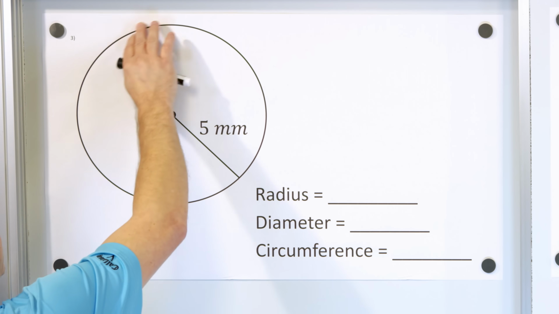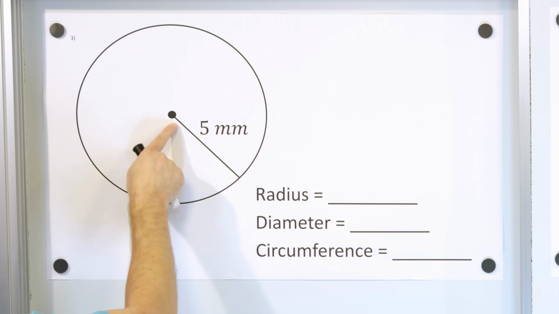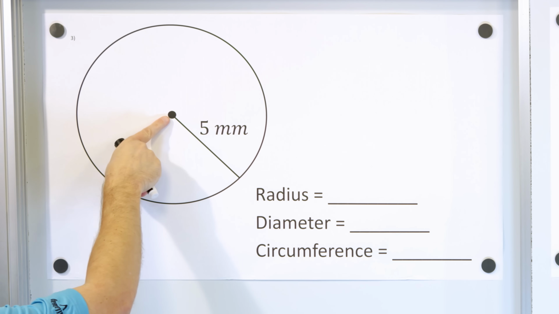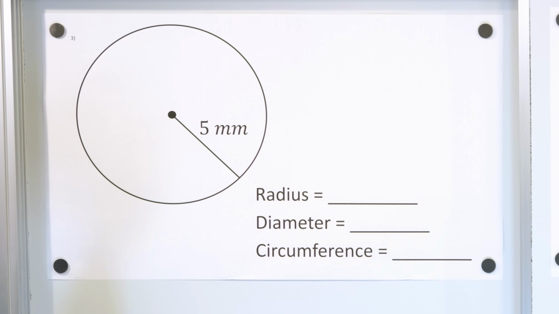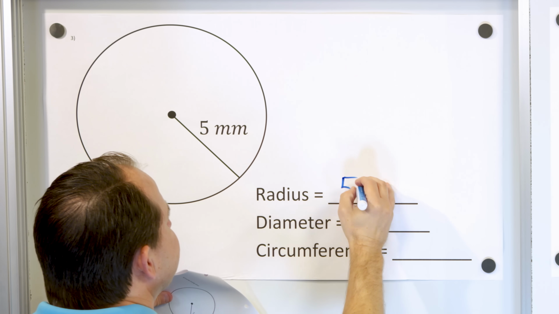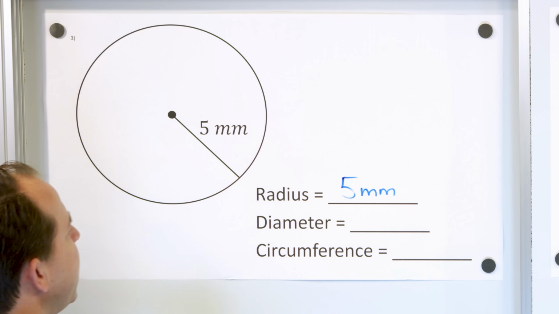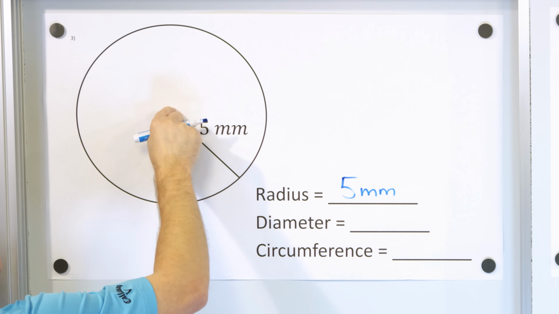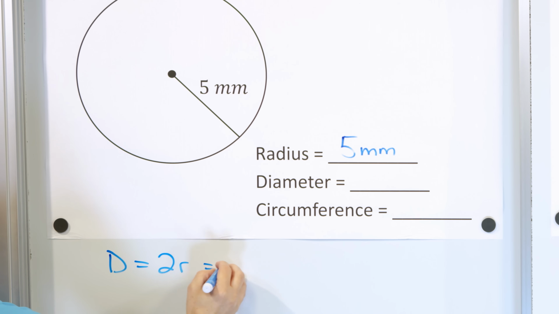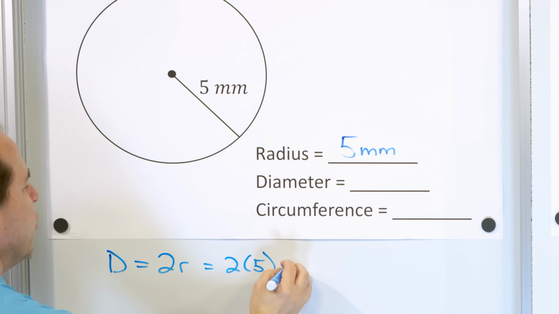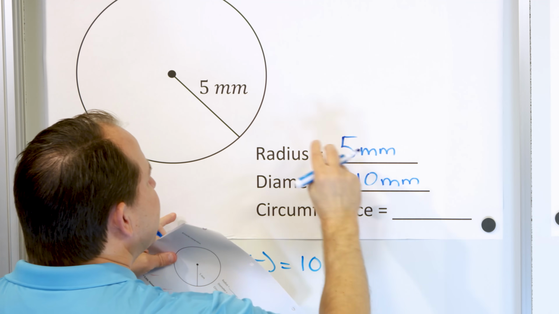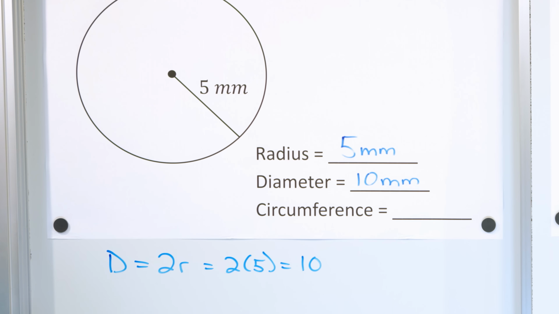All right, here is the next problem, and we have the diagram labeled here with 5 millimeters, and we need to fill out what we have. So the distance from the center to the edge is always the radius of the circle, and so we can just write the radius down here: 5 millimeters. And the diameter is always going to be 2 times the radius, which is 2 times the 5, which is 10. And so 10 what? Well, it's 10 millimeters. So basically it's 10 millimeters all the way across through the center.